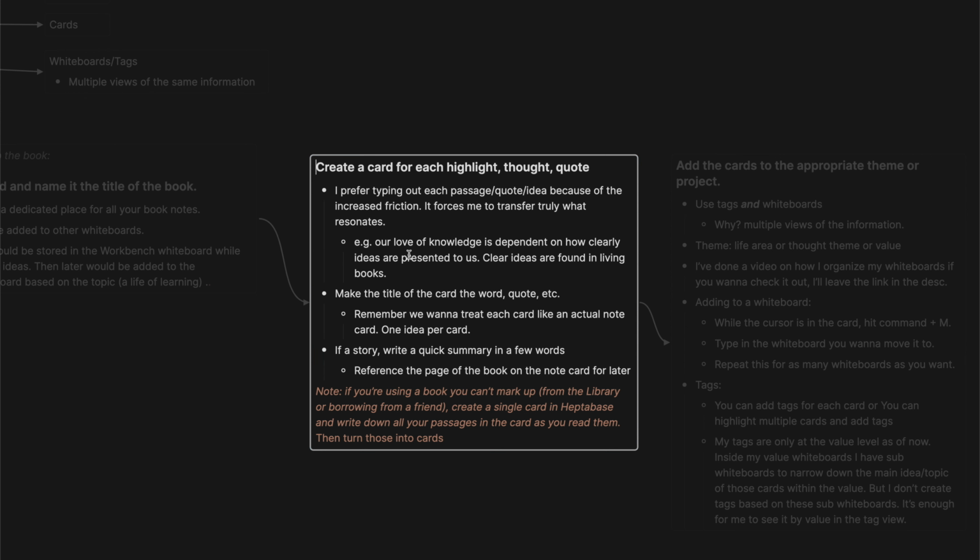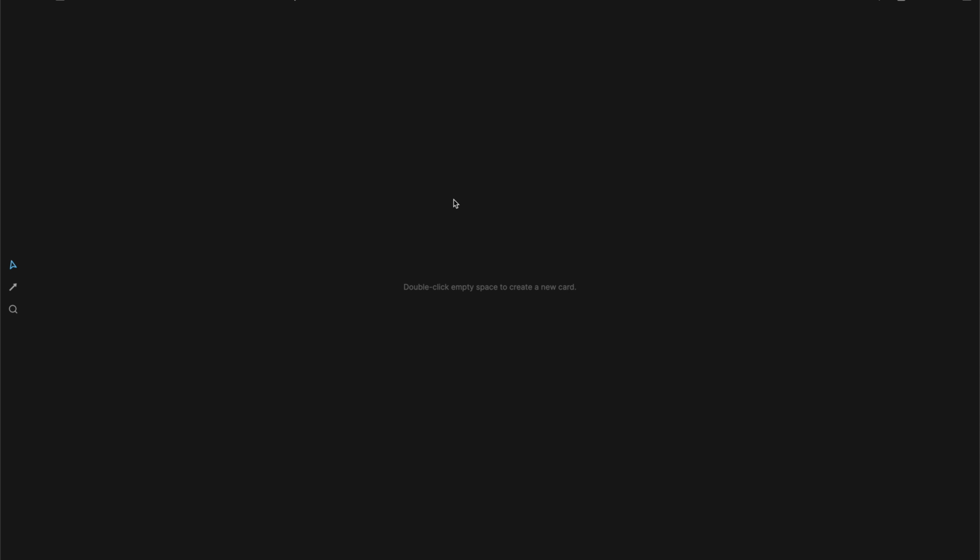Now, one of the ideas, just for our example in today's video, is our love of knowledge is dependent on how clearly ideas are presented to us. Clear ideas are found in living books. I want to save this as a single idea on a single note card. So I'm going to go back to the Charlotte Mason Companion Guide. This is an empty whiteboard because I've put nothing on it, but I want to add a card now. Okay, I want to add a note card.